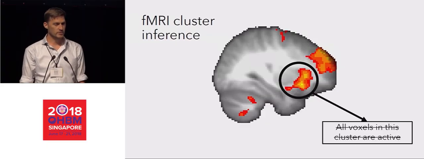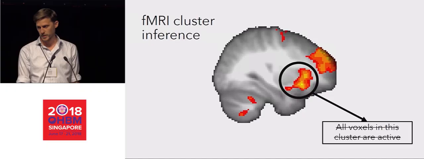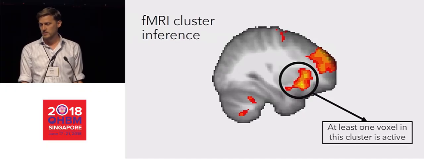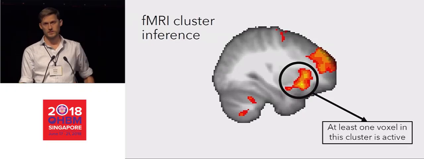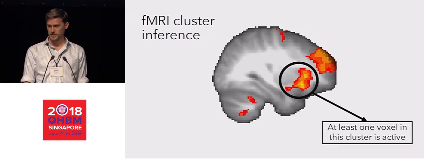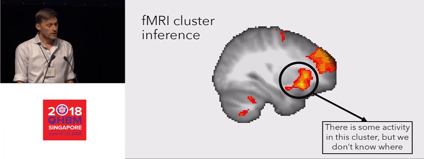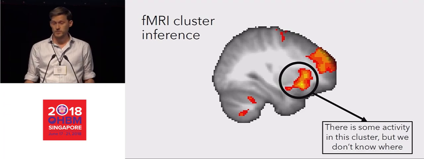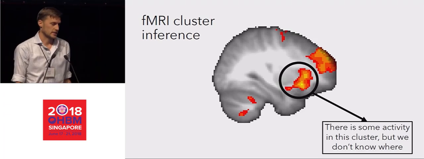But this is not really correct, because the only thing we can say when we find a cluster is that there is at least one voxel in this cluster that is active. This is the worst case scenario, but the place where we're at. So we know there's some activity in a cluster, but we just don't know where it is exactly.